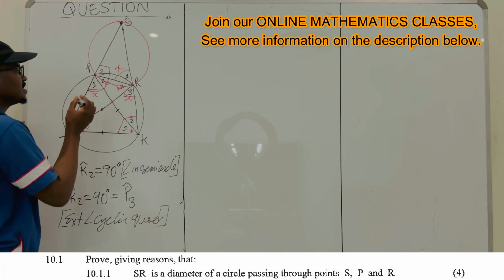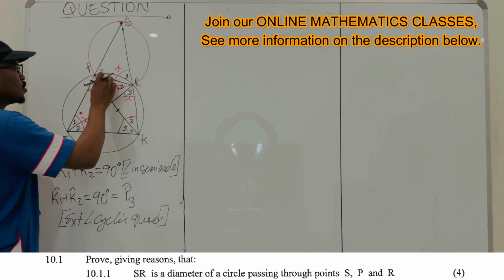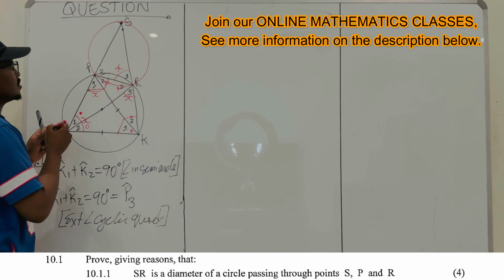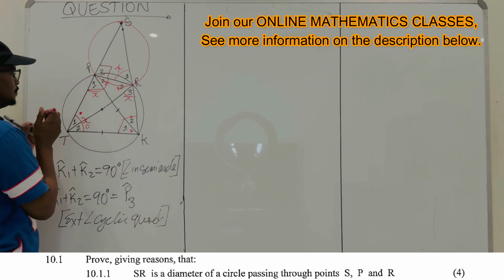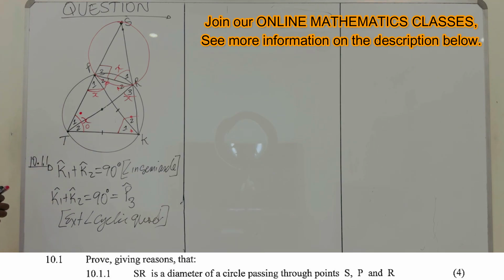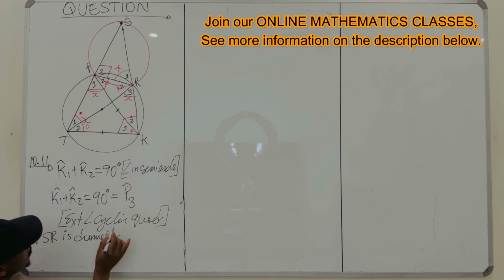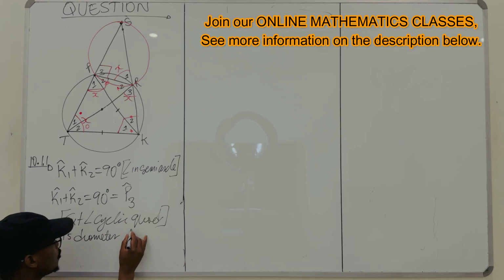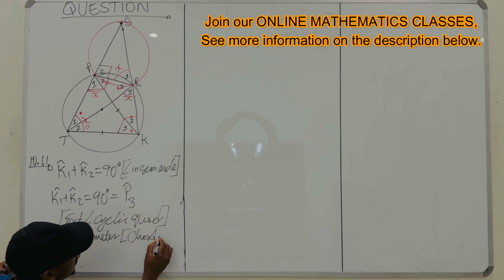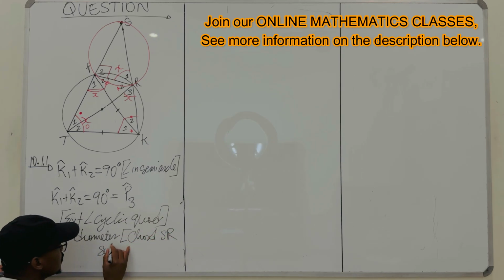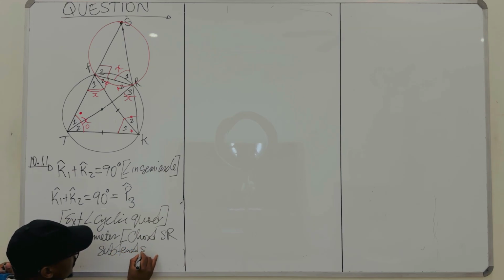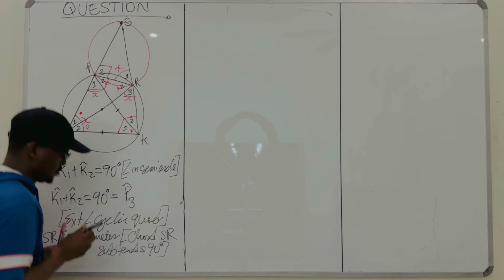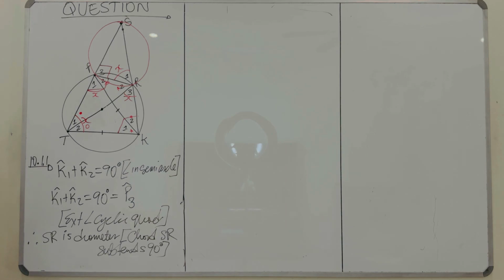So we know that this is 90 degrees. It should be red because it's what we're entering ourselves. No one told us this. 90 degrees. We can now say, therefore, SR is a diameter to that circle. Why? Because our chord SR subtends 90 degrees. That's it. We're done with 10.1.1.1.